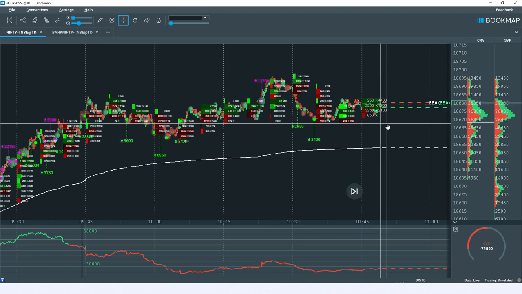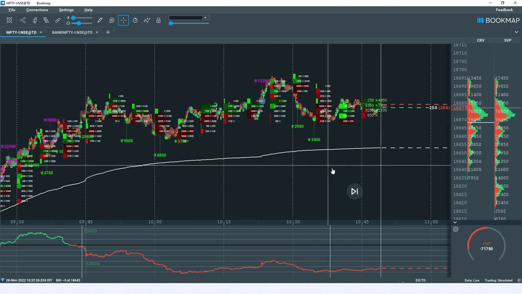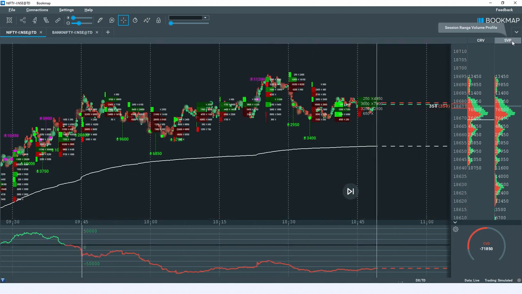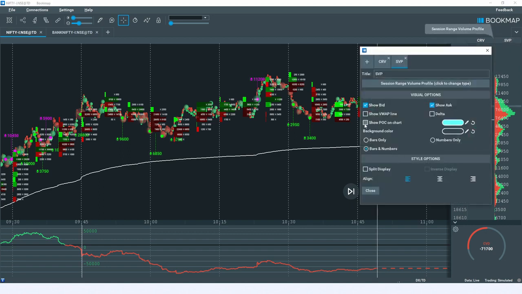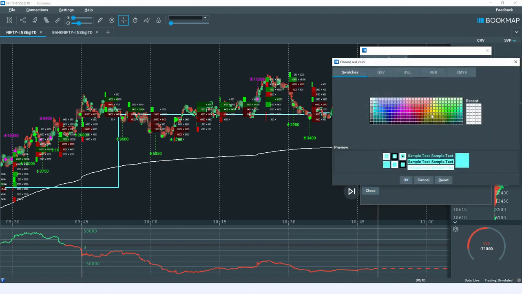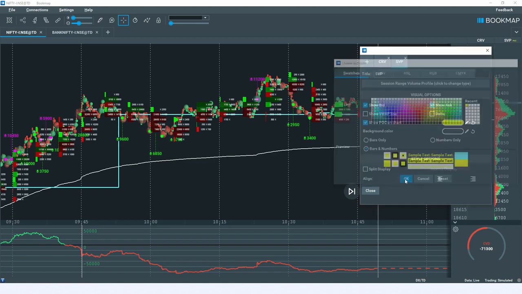All right, so Venu is asking for POC parameters, please. If you enable the SVP, the session-wise range volume profile, right click on it, configure columns, then you will have the option to enable the POC on the chart. If you enable this, you can change the color settings and all.